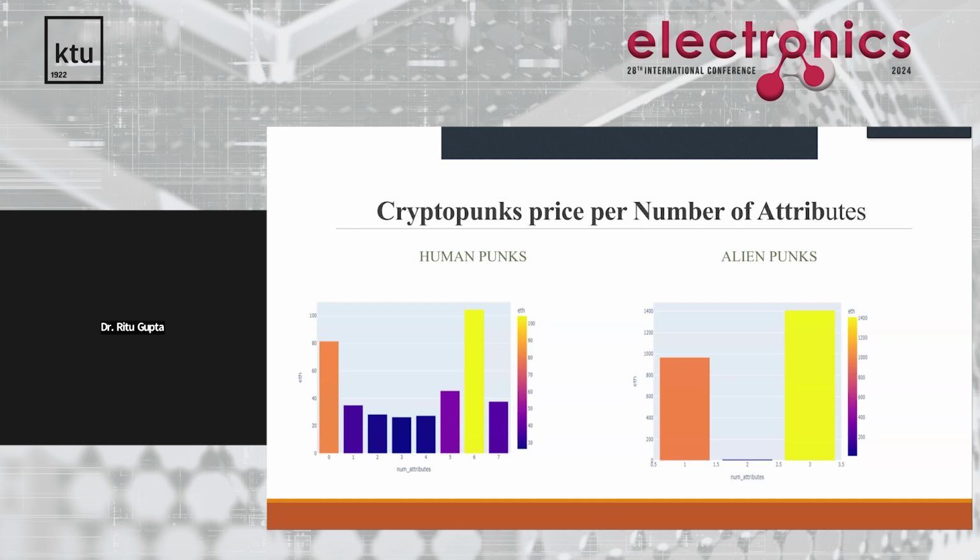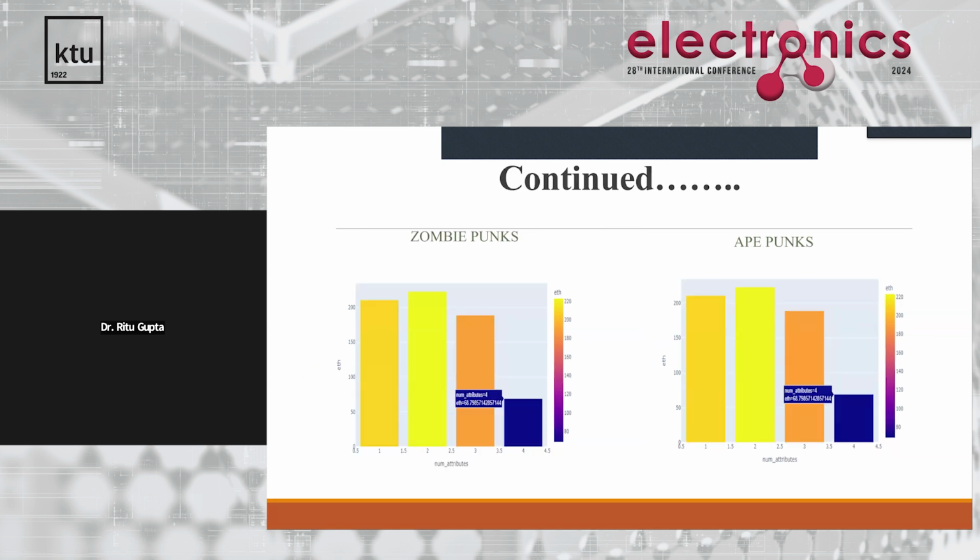Here you can see the difference between the human punks and the alien punks. The bar graph shows us the huge difference between the both. Next slide, please. Here we can see the results continue, and we can see the difference between the zombie punks and the ape punks. And this is almost similar. We can't see much difference between the zombie and the ape, as we have in the human ones. Next, please.